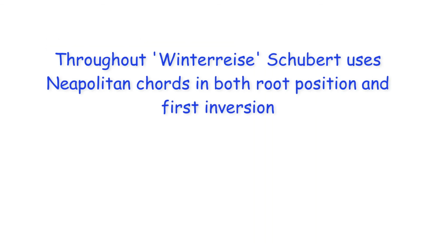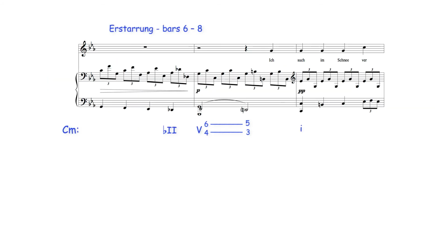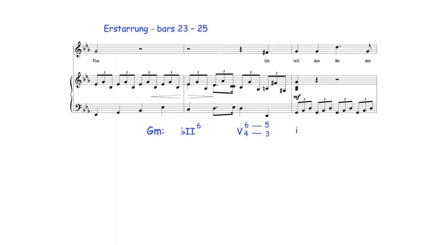Throughout Winterreise, Schubert uses Neapolitan chords in both root position and first inversion. Here, for example, a root position Neapolitan chord precedes a cadential 6/4 progression in the tonic key of C minor. And later in the same song, a first inversion Neapolitan 6th precedes a cadential 6/4 progression in the key of G minor.